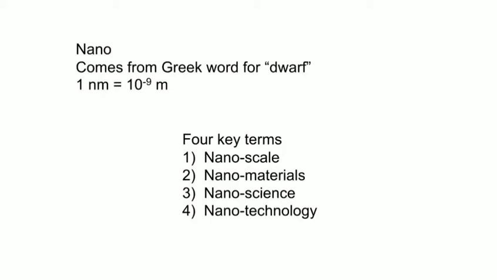Okay, so that word nano comes from the Greek word, and 1 nanometer is equal to 10 raised to minus 9 meter. So this is a conversion. If you want to understand the size of the nanometer, if you want to imagine it, then we have to convert that nanometer into some number which is known to you.